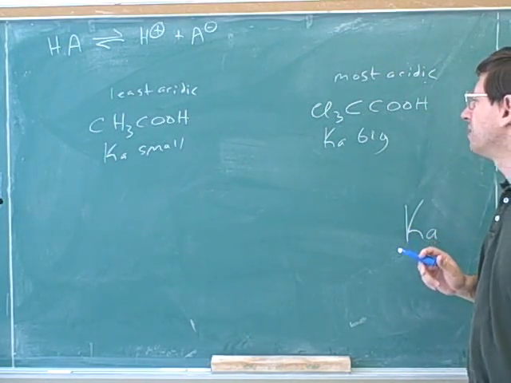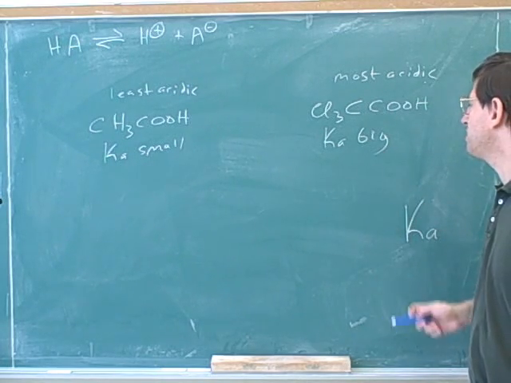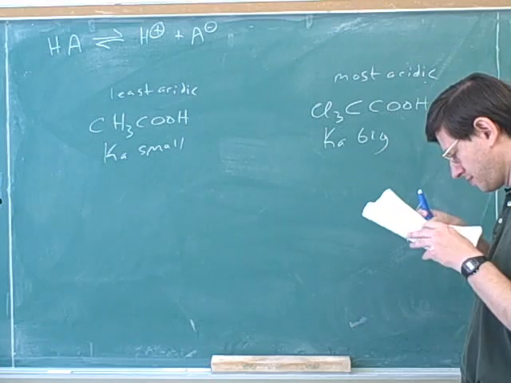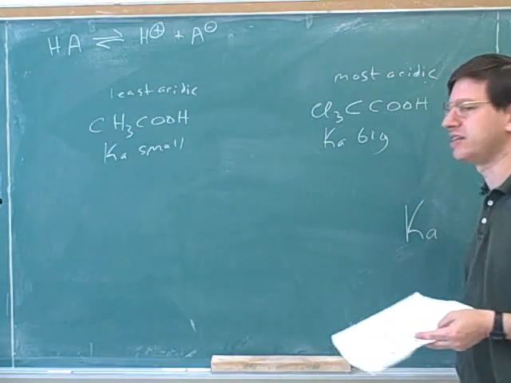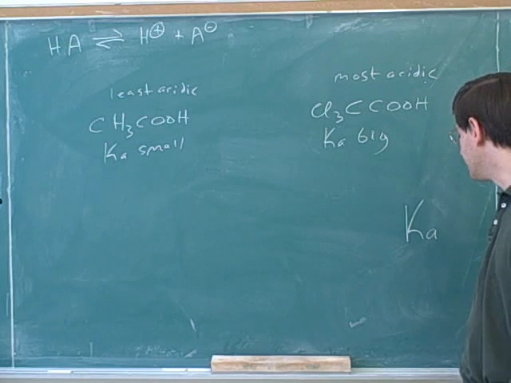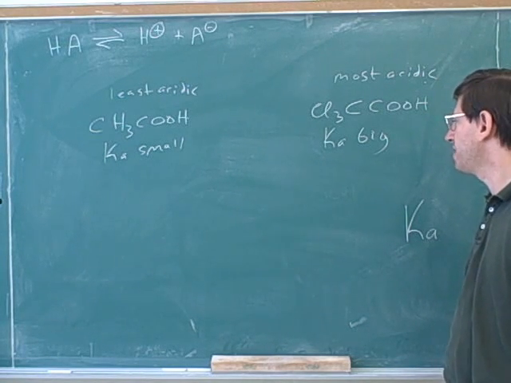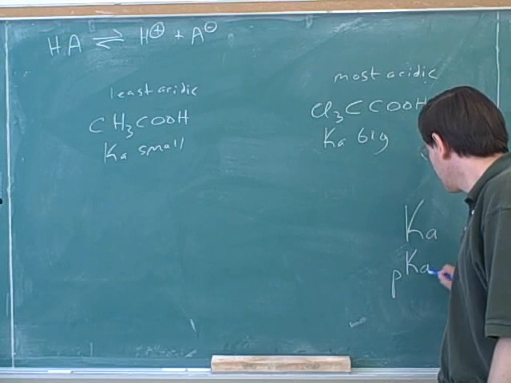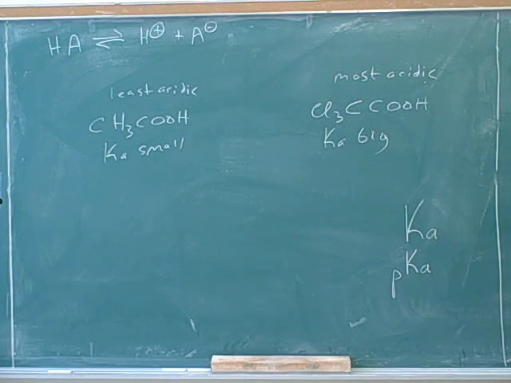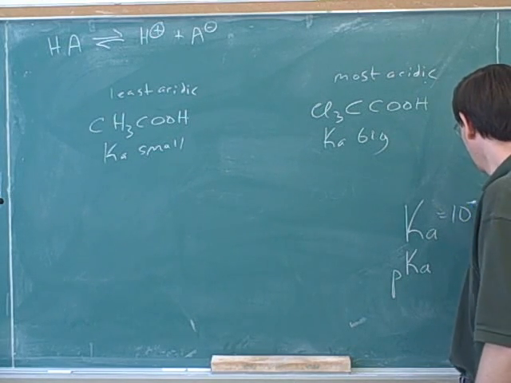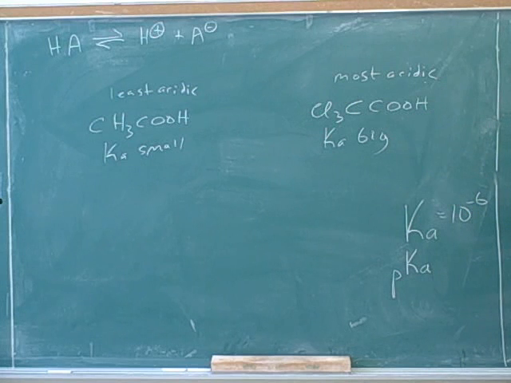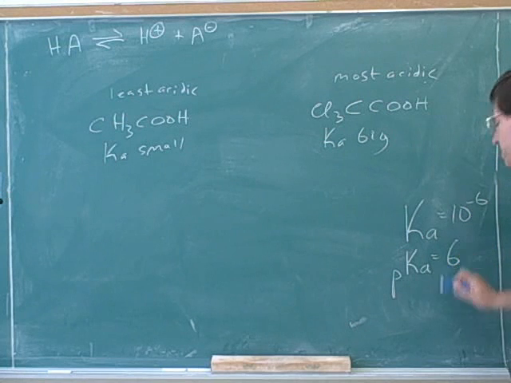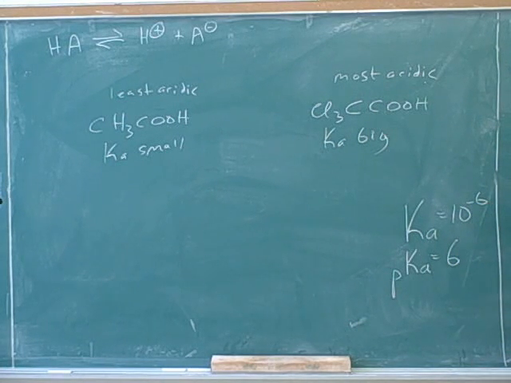Confusingly, though, there's one problem with Kas, which is that they tend to be very small. Like 10 to the -5, or 10 to the -6, or 10 to the -11. So an alternative way of measuring the acidity is the pKa. The pKa can be much more convenient because if the Ka is this inconvenient number 10 to the -6, then the pKa would just be 6. It's just the negative of the exponent, which gives us a more convenient number.